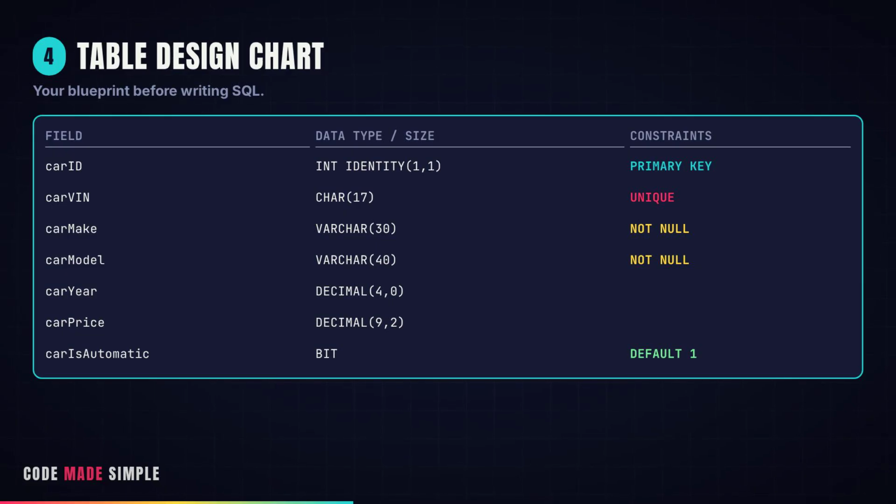Now turn the model into a design chart: field name, data type, and size, constraints. This chart is your blueprint. Every CREATE statement flows from it.